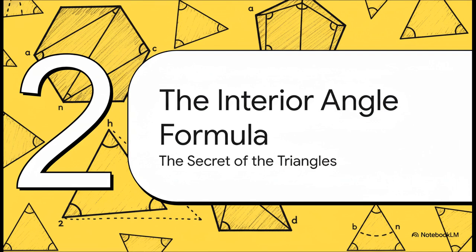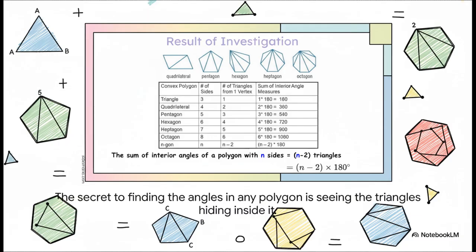Okay, now for the fun part, the angles inside the shape. There's this really clever trick for figuring them all out, and the secret, believe it or not, comes from the simplest shape of them all, the triangle. So here it is, the big secret. You can take pretty much any polygon, pick one corner, just one, and then draw straight lines from it to all the other corners. When you do that, you slice the shape up into a bunch of triangles.